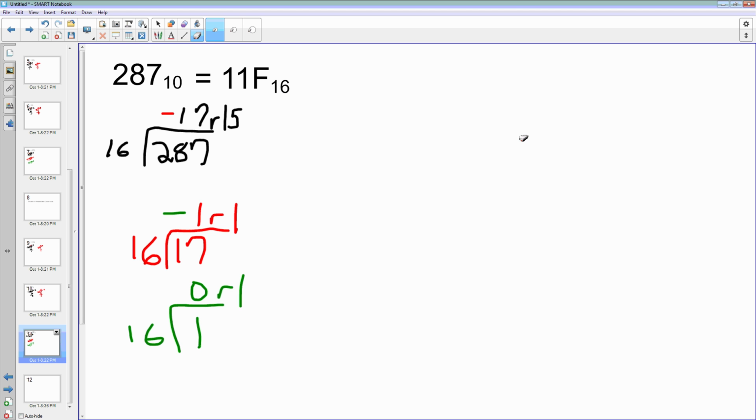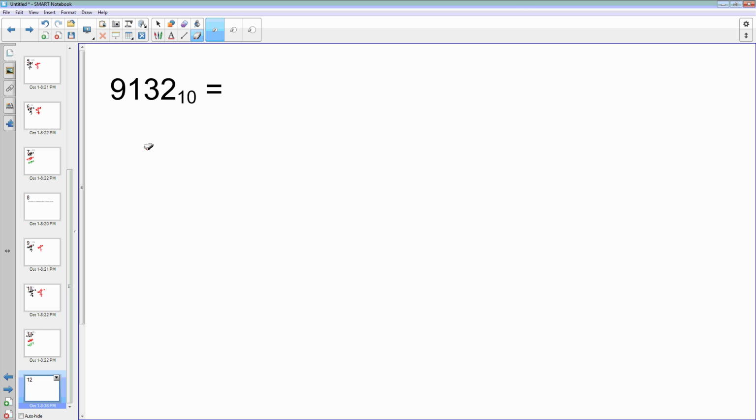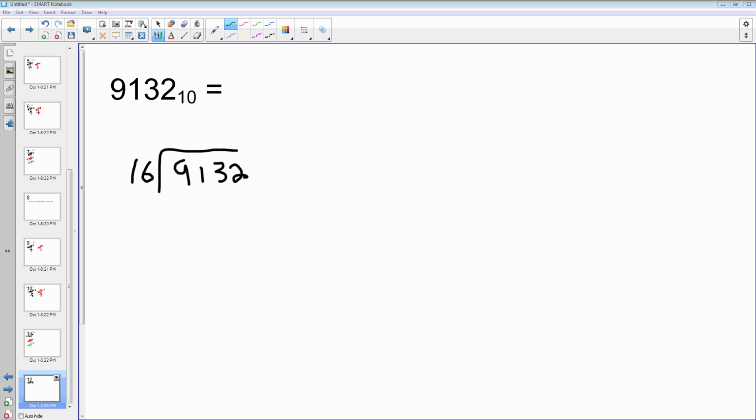Alright, let's take a look at one more example right now. Last but not least, I have a much larger number, 9,132 base 10, and I'm going to convert that to base 16. So I'm going to take my 9, 1, 3, 2 and divide it by the base I'm converting to, which is 16. So now I need to figure out how many times 16 goes into 9,132. Alright, so 16 goes into it 570 times with a remainder of 12.